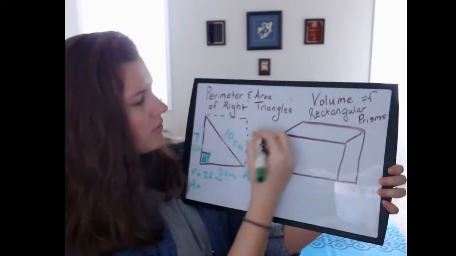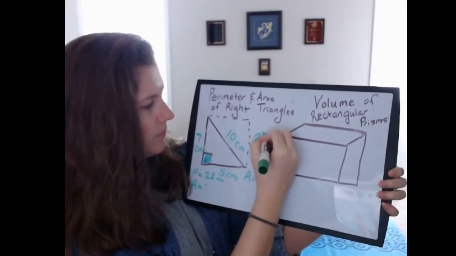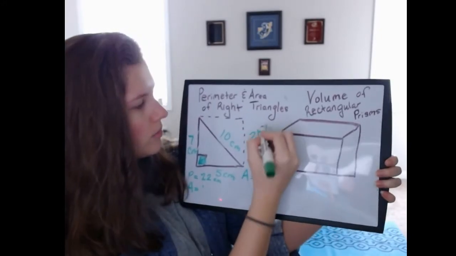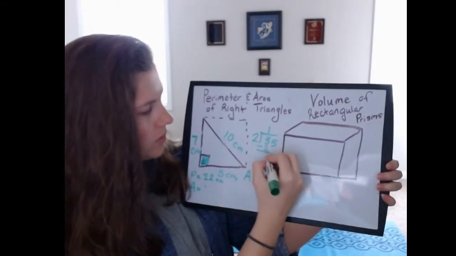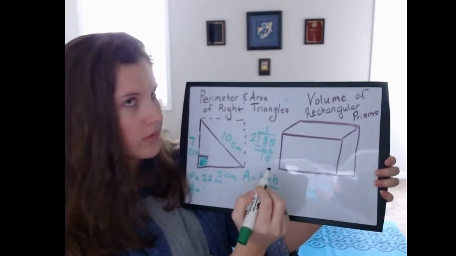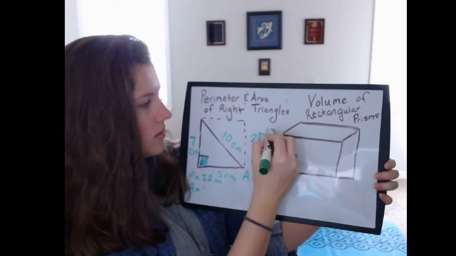What are we doing? 35 divided by 2. So 2 can go into 3 one time. 3 minus 2 is 1. 2 can go into 15 7 times.